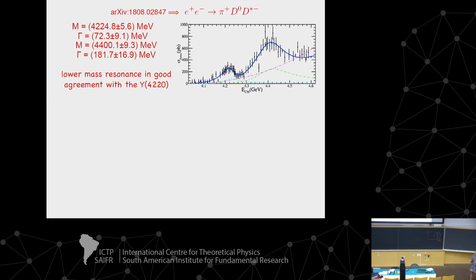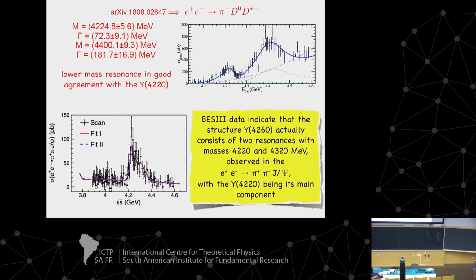4220, not 4260. After all this analysis, at the end of this paper here, what they say is that BESIII indicated that this structure that we call the 4260, as a matter of fact, consists of two resonances, 4220 and 4320. So this is something that is still up for debate, because this appeared, as you can see, very recently. It's from August of last year.